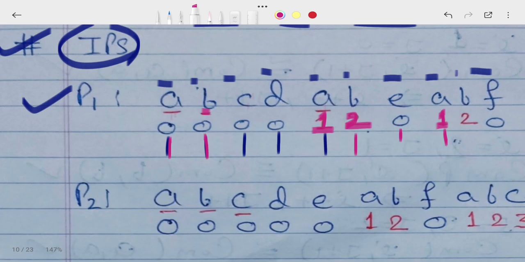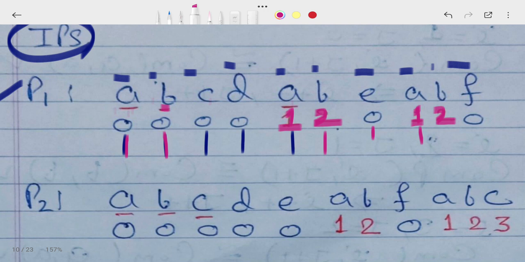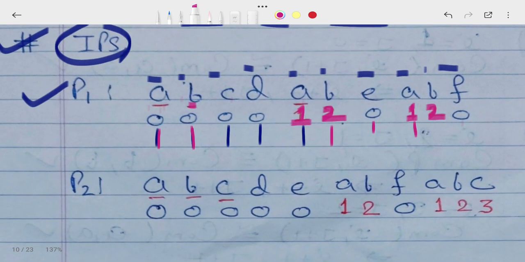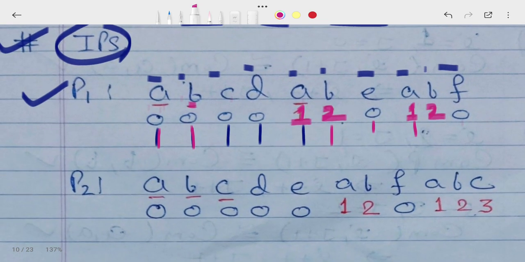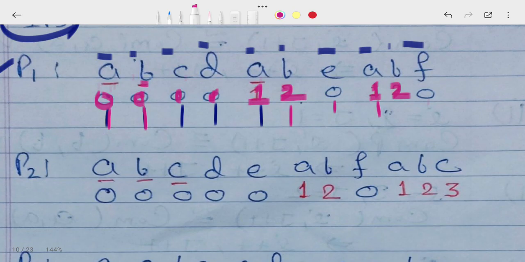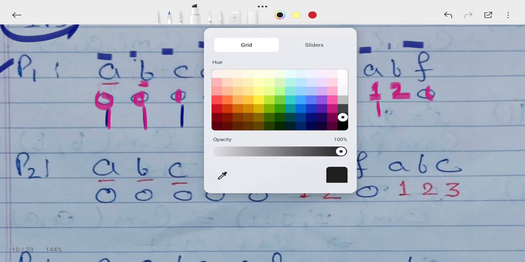Then B. B is also repeated, A, B. So I am writing 1, 2. Then this is not repeated. So how many are repeated? I have written 1, 2, and the rest I have written 0. Means these are repeated 0 times. If you are not able to understand, again I will use a different color so you can understand easily.